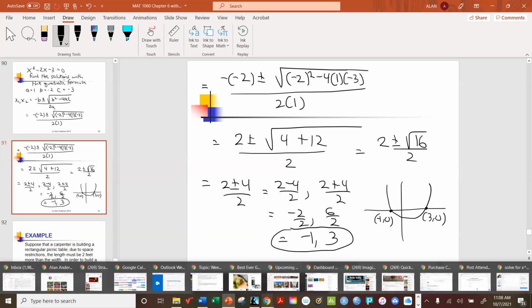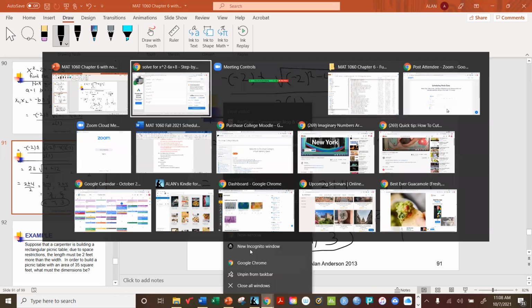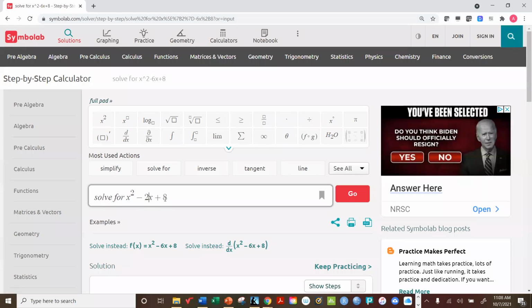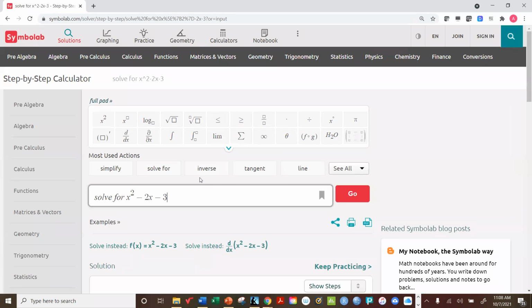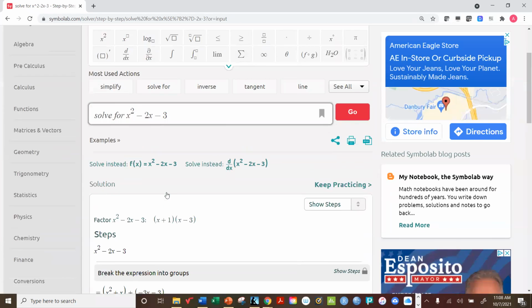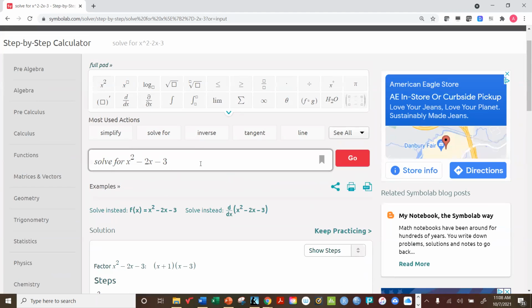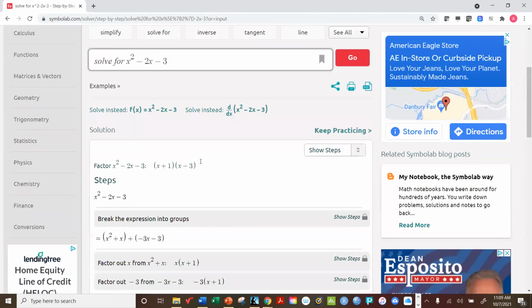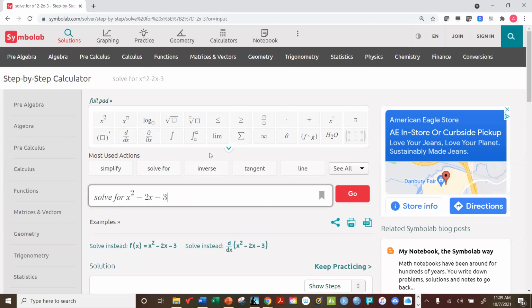In fact, why don't we do that real fast? x squared minus 2x minus 3. What happened to it? There it is. So first the graph. Wait. Oh, I see what I did. This one, it still says solve for. That's why it's not showing up the graph.